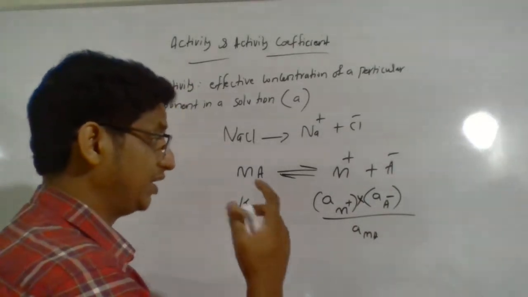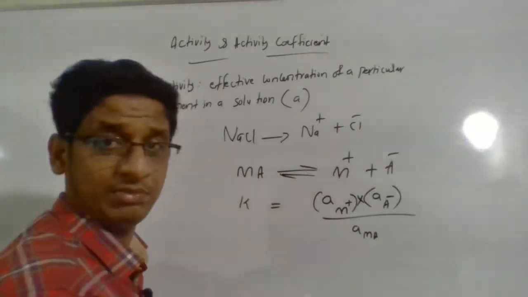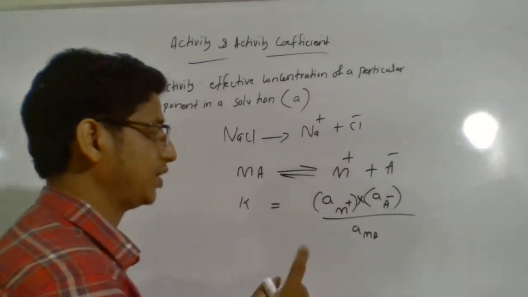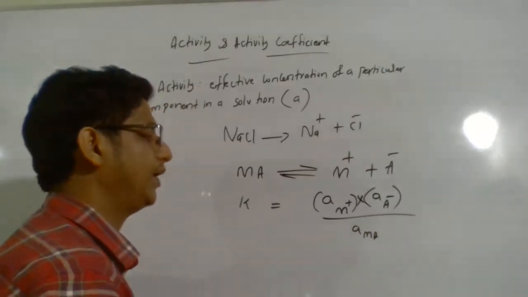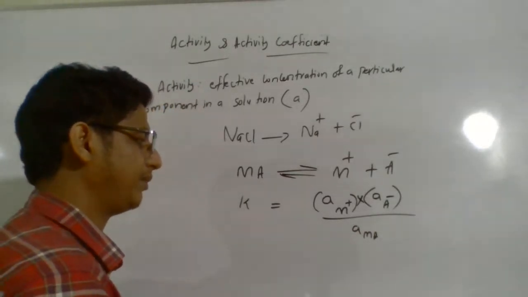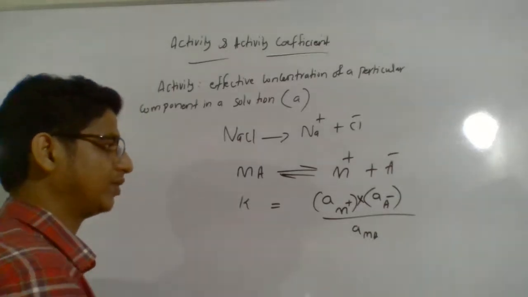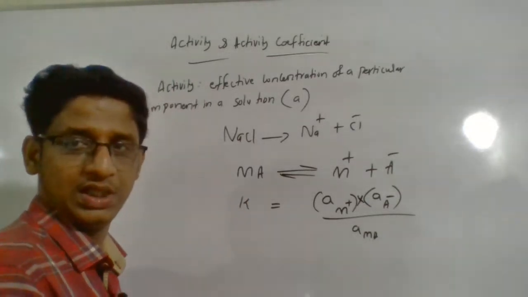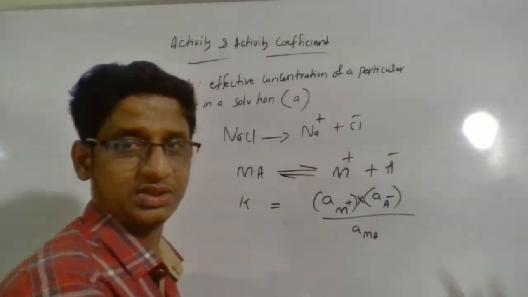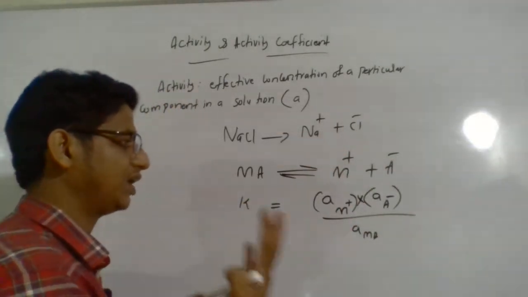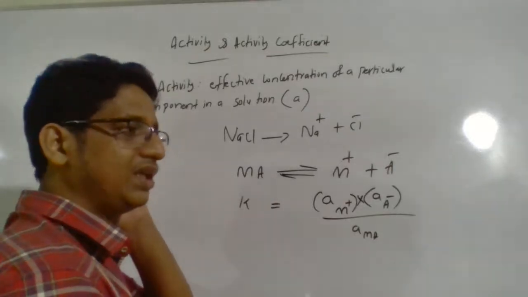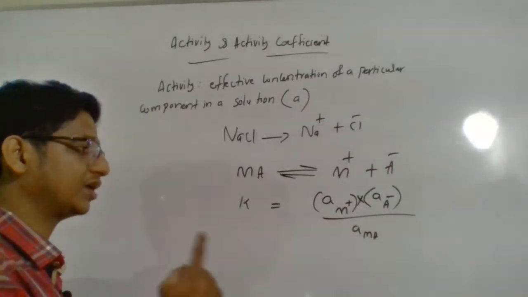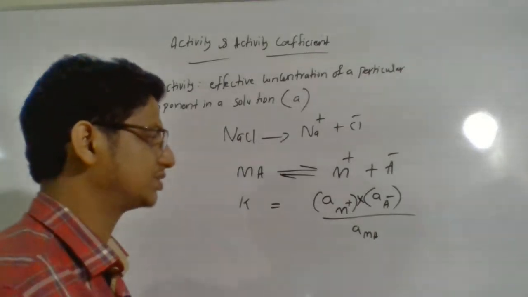So we introduced activity for each component. There are positive charge ions, there are negative charge ions. So a of M plus into a of A minus divided by a of MA will be the equilibrium constant. Remember, activity is definitely concentration, but now we will call it effective concentration. So this is the equation you can remember to find the equilibrium constant.